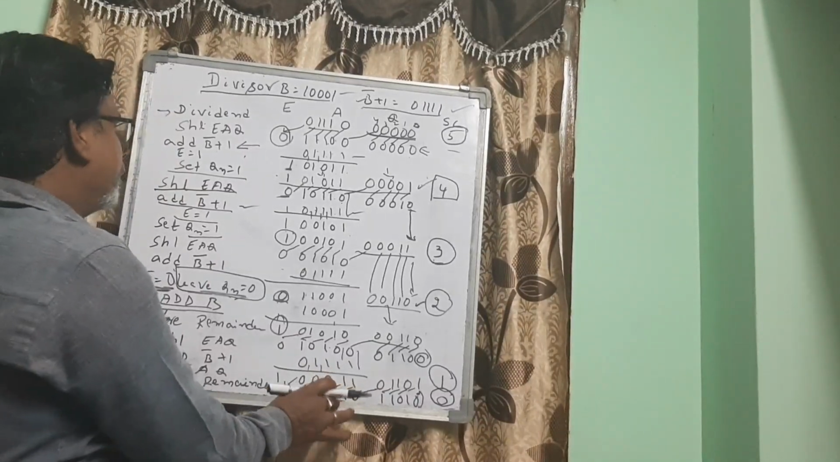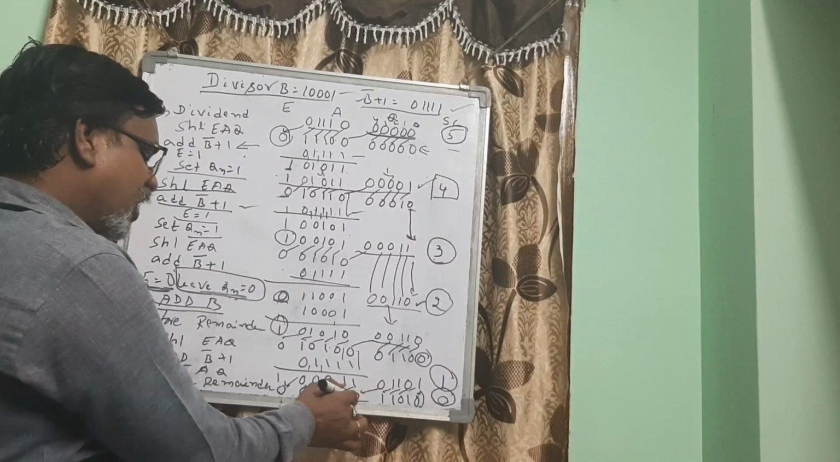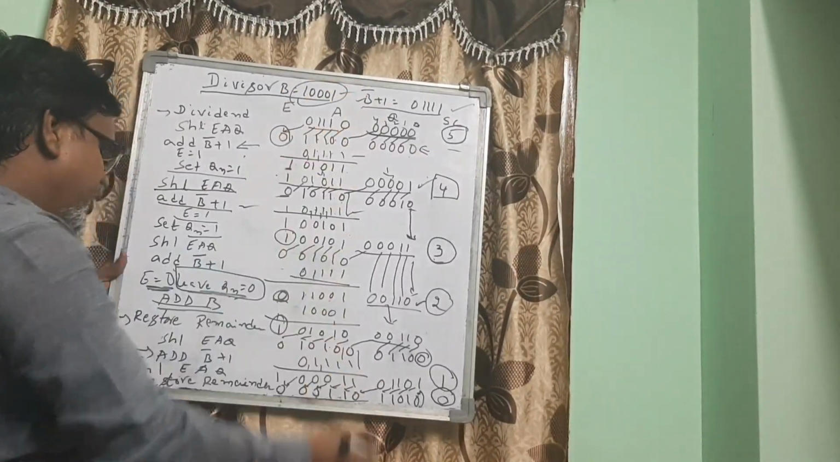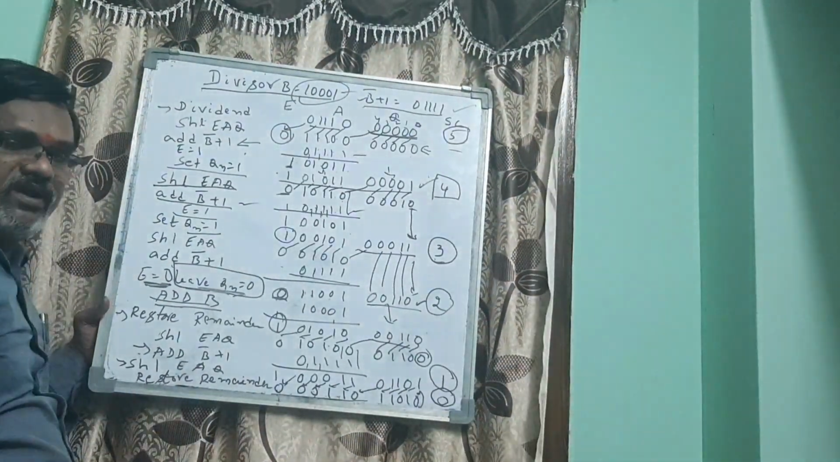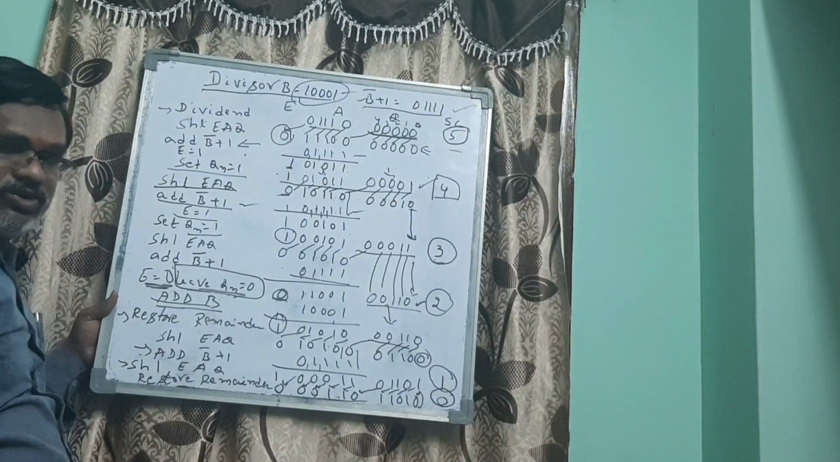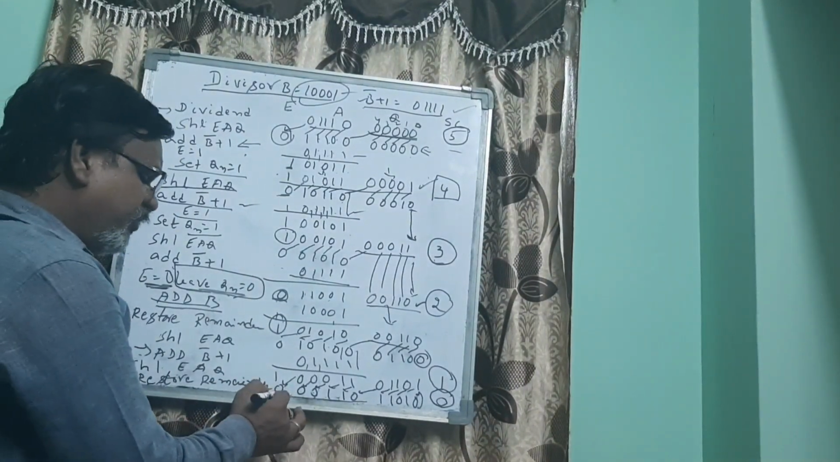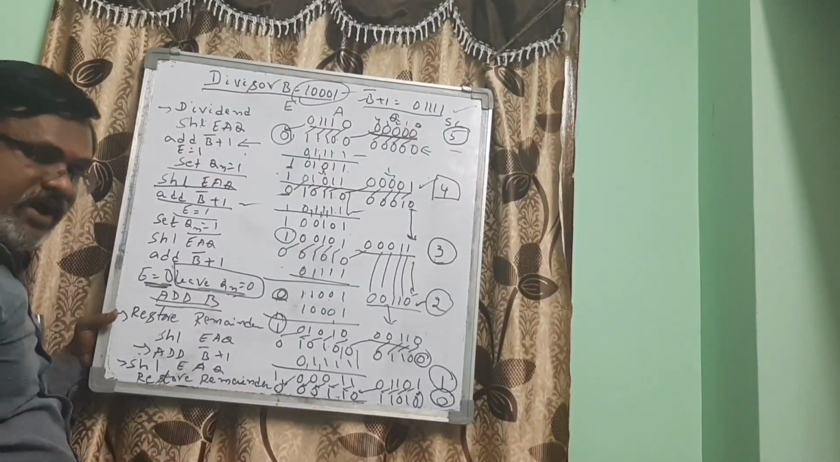How many times do you perform the comparison? Here 0, 0, 0, 1, 1, 0 is always lesser than this B value. That's why no further shifting left and no further adding zeros to the Q value will happen, and this 0, 0, 0, 1, 1, 0 is set as the final remainder.